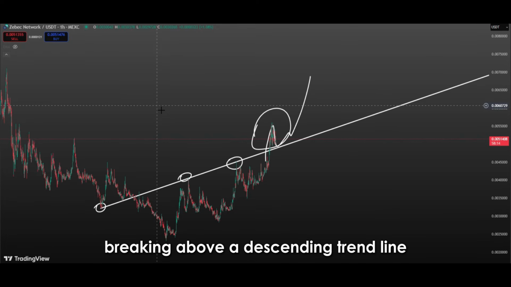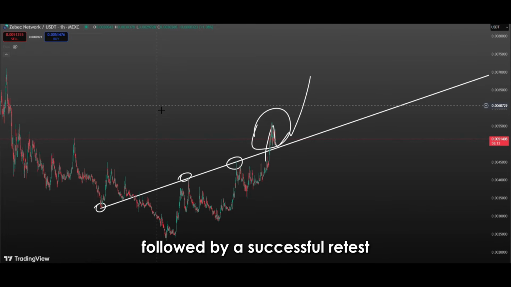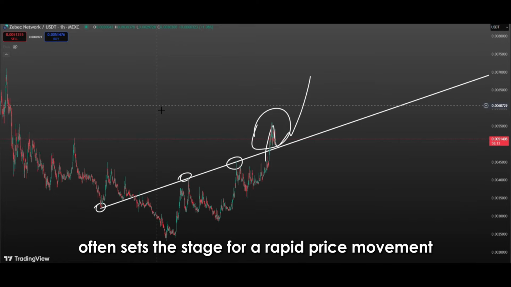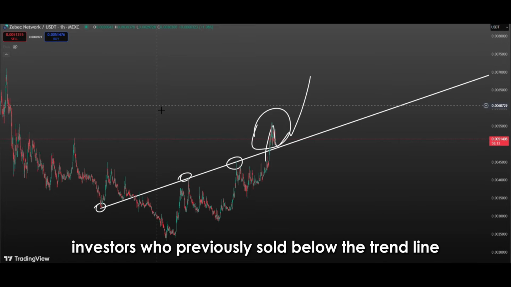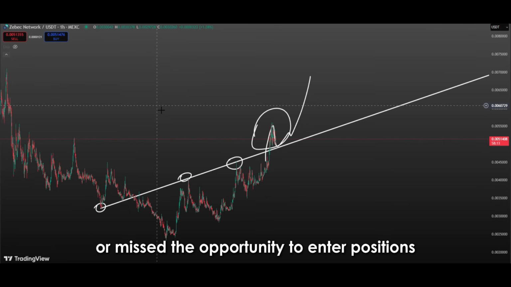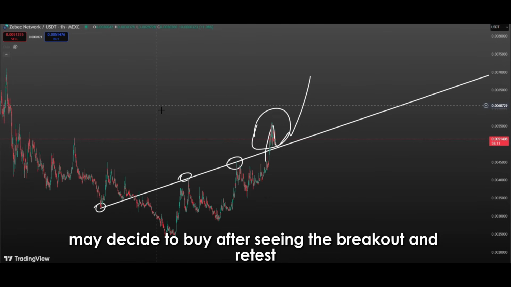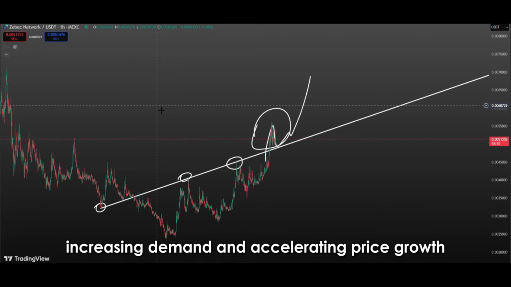Breaking above a descending trend line followed by a successful retest often sets the stage for a rapid price movement in the short term. Investors who previously sold below the trend line or missed the opportunity to enter positions may decide to buy after seeing the breakout and retest, increasing demand and accelerating price growth.